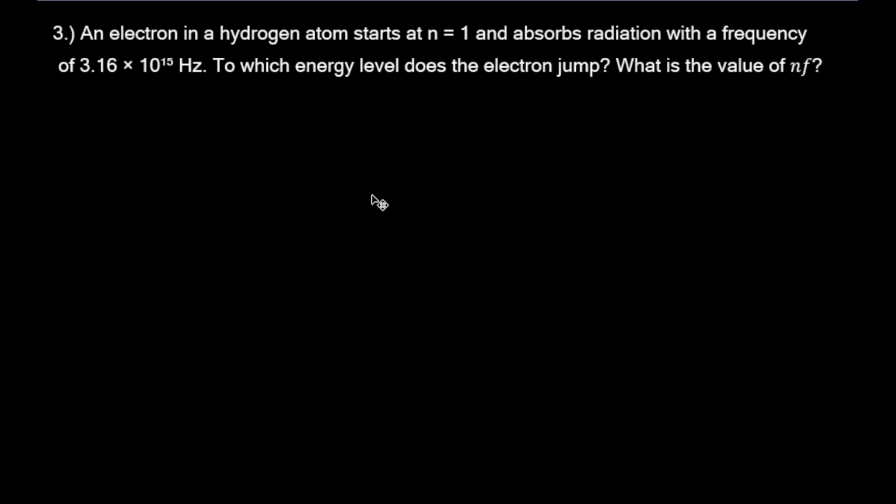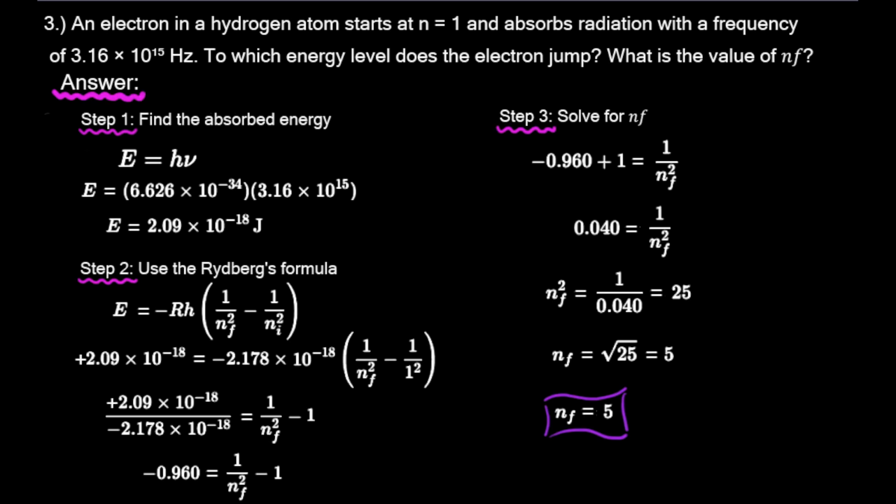Here's question number 3. It says an electron in a hydrogen atom starts at n equals 1 and absorbs radiation with a frequency of 3.16 times 10 to the 15 hertz. To which energy level does this electron jump? Or what is the value of n final? Here's a solution to this problem.